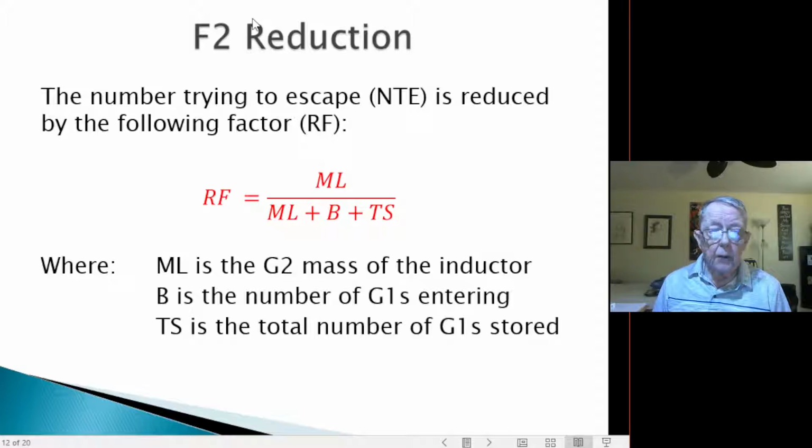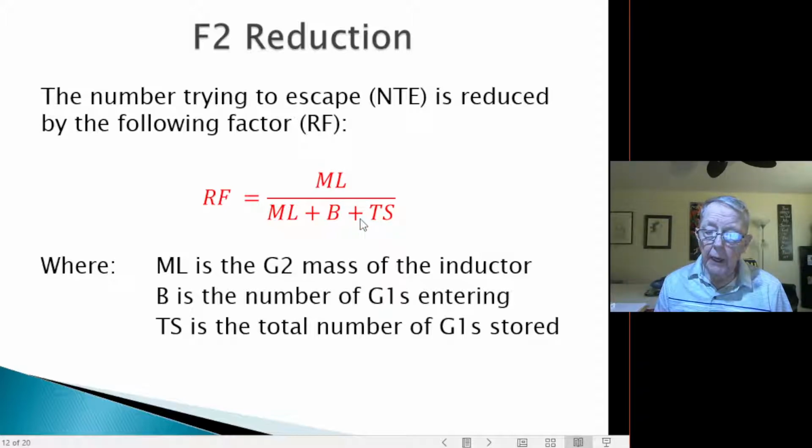This is the F2 reduction. The number trying to escape is reduced by the following factor, the reduction factor. Now, there's no good way to go about this equation. It's just trial and error. You try it one way, you try it another way. But once you get it, it's fairly easy to understand.